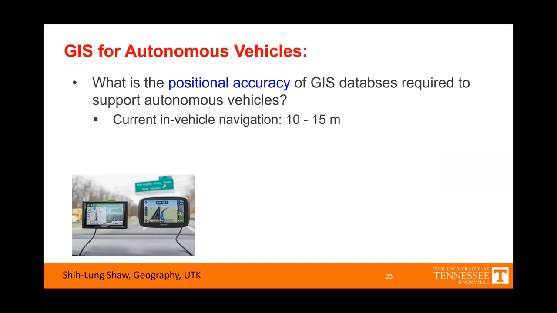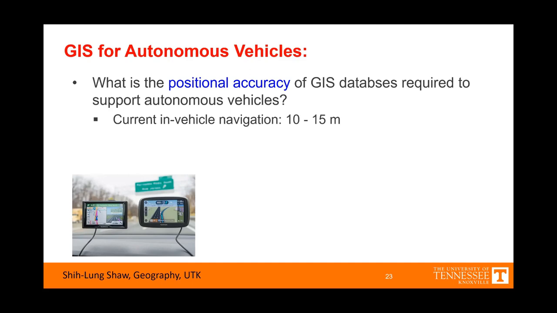Autonomous vehicles. We all hope autonomous vehicles will work. So GIS people also think we want to get into the autonomous vehicle business, okay? So I ask my colleagues, if GIS is going to support navigation of autonomous vehicles, what is the positional accuracy of our data required? If we build a GIS database for the world or for the state of Texas, what is the position accuracy needed to support operation of autonomous vehicles?